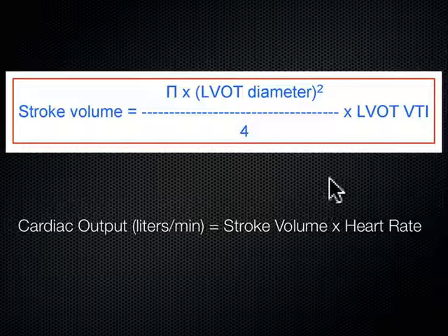So to summarize, we got the LVOT diameter, we measured that ourselves, we gave that to the machine, and then the machine squared that, times pi divided by 4, and then it takes that and multiplies it by this term right here, the LVOT velocity time integral, and that gives us stroke volume. And by the way, since it's watching the pulsations of the heart on the screen, it knows what the heart rate is. So it takes that stroke volume, multiplies it by the heart rate that it's watching, and gives you cardiac output at the bottom of the screen. And it looks a little something like this.